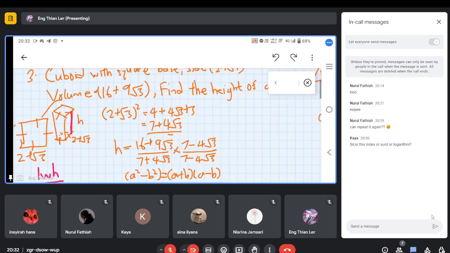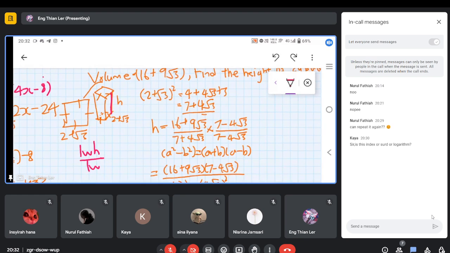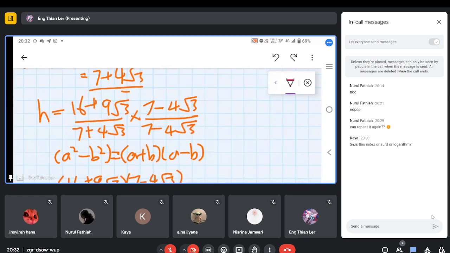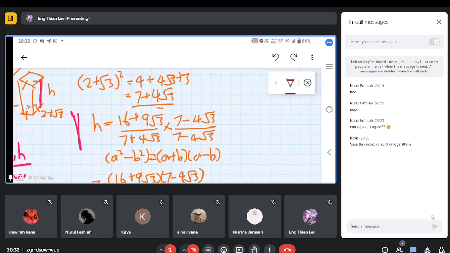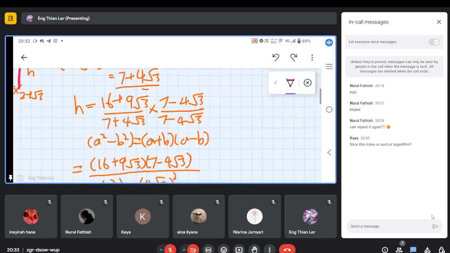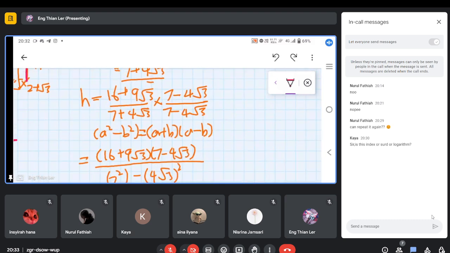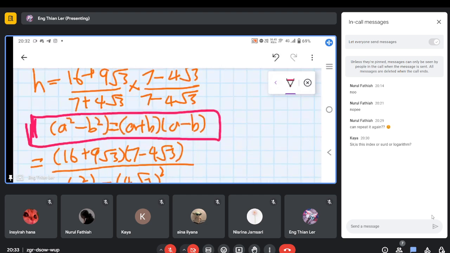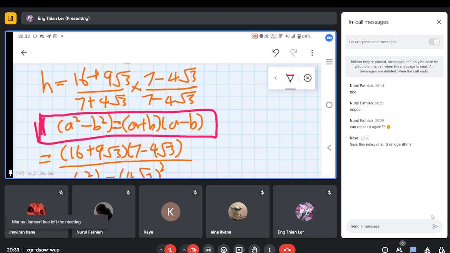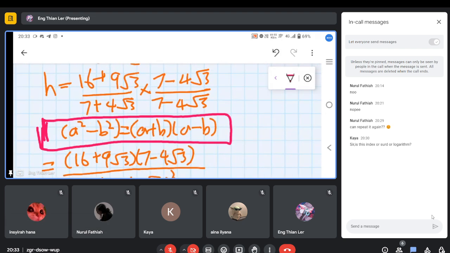The volume is the length times width, which is the square base. So I divide by the square base here, and I need to rationalize. To rationalize, we need to use the concept of the difference of squares: a squared minus b squared equals a plus b multiplied by a minus b. So it actually depends on your conjugate. What is the conjugate?